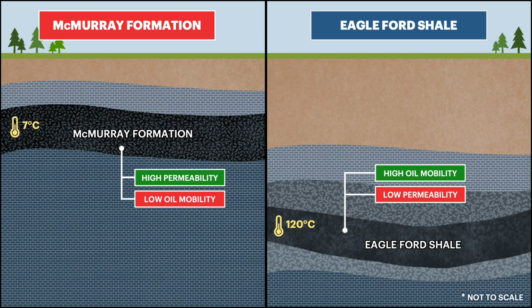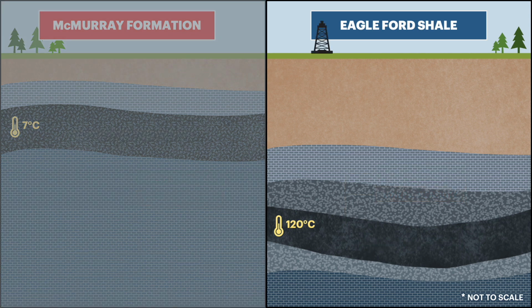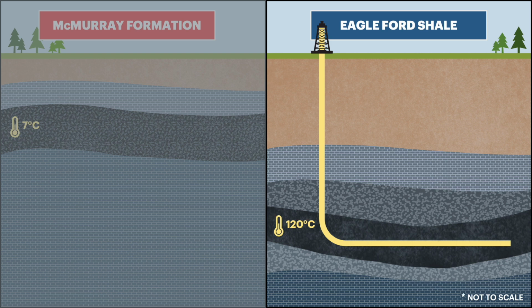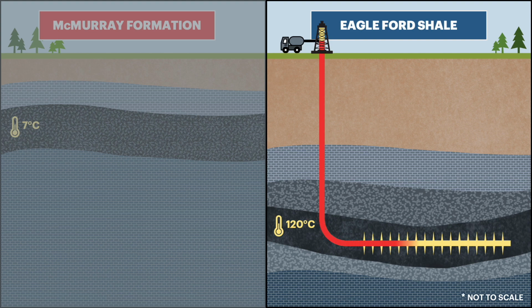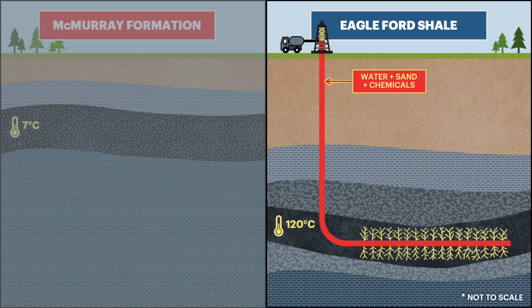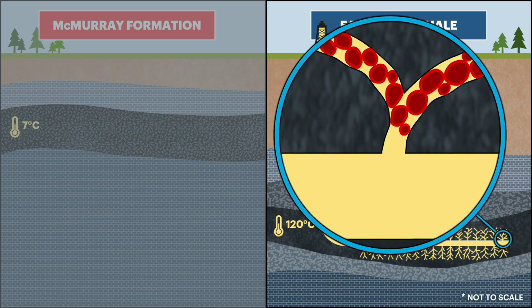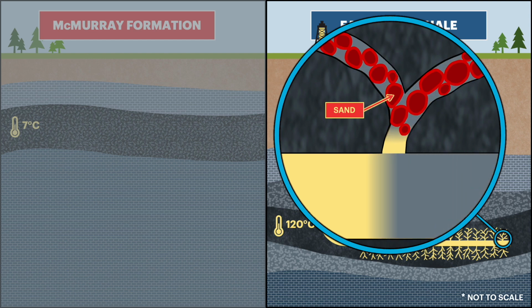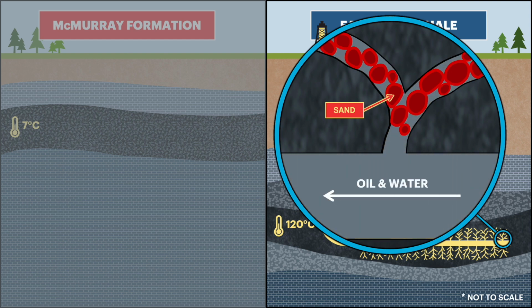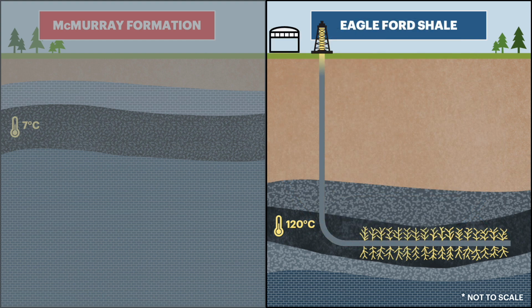In the Eagle Ford case, we have to improve the permeability of the shale. Producers will drill a horizontal well along the length of the formation, then use explosives to punch holes through the rock. A very high-pressure mixture of water, sand, and additives is pumped into the voids, creating tiny microfractures throughout the formation. The sand particles become embedded in these fractures, keeping the void spaces open, which allows for the oil and water to flow towards the production well and be collected at the surface. This process is known as hydraulic fracturing.